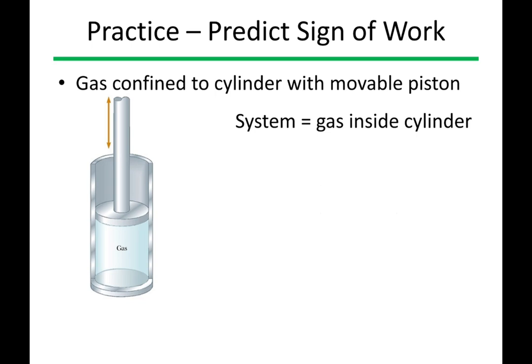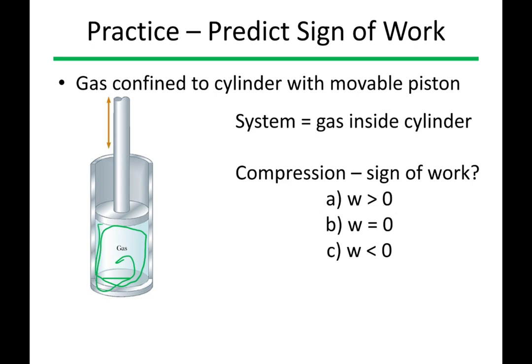Okay, let's do some predicting on the sign of work. So now we have a system, which is this gas. So it's just the gas inside. So the surroundings include the piston that can move and everything else. And if we take this cylinder and push it down into the gas, what do we think the sign of work is? When you're thinking about this, we can think about what forces might be involved here.